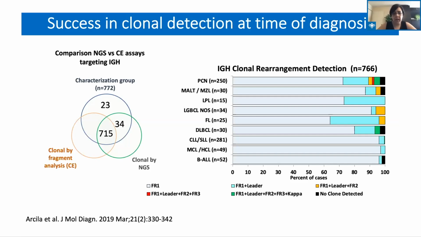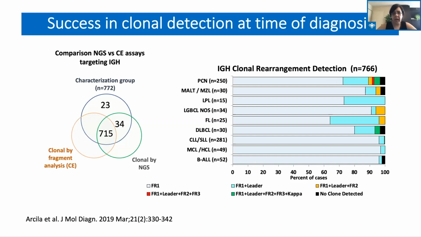But overall, and this is a study that we did last year, looking at all of the samples that we had run for characterization at that time, so close to 800, most of these cases could be easily characterized with only FR1 and leader, and very few cases actually required any more sequencing beyond that to be able to characterize the clone.